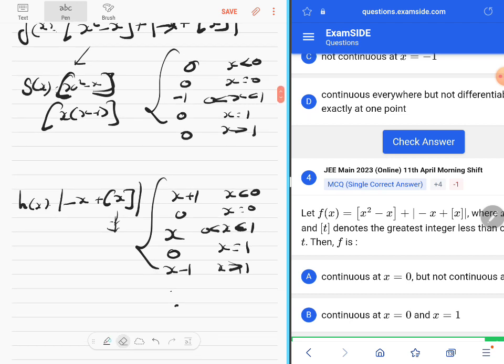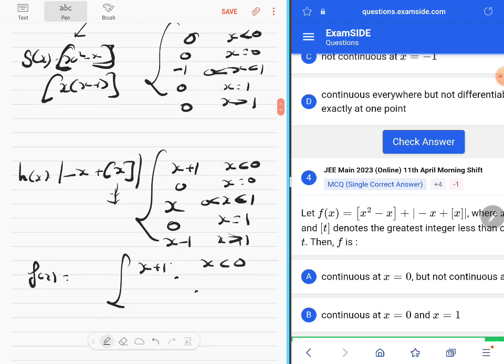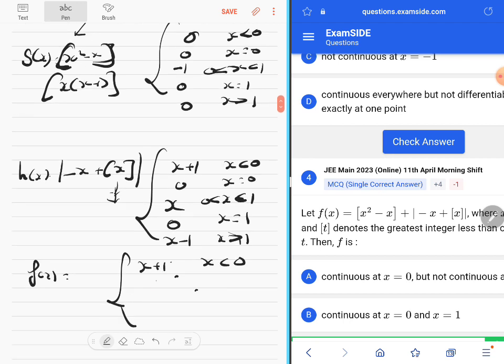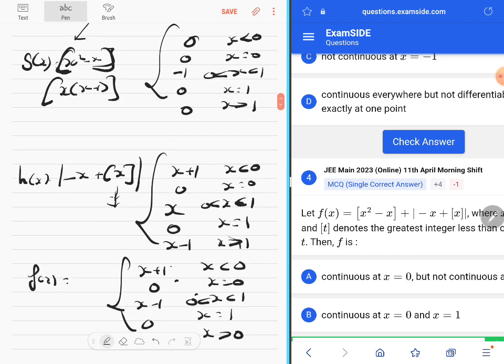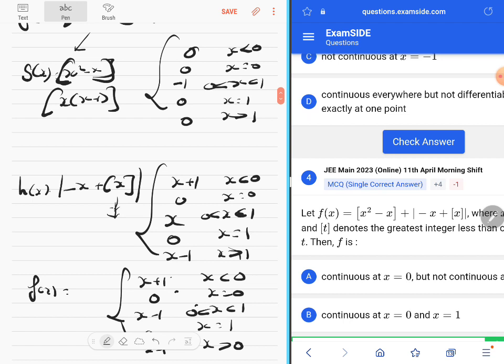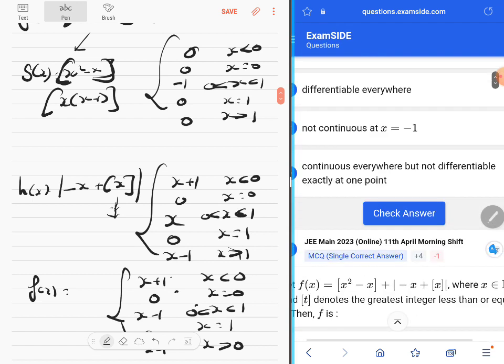Now g of x plus h of x is f of x. So let's add everything. The first one is x plus 1 when x is less than 0. Second, the limit is 0 when x is equal to 0. x minus 1 when x is lying between 0 and 1. 0 when x is equal to 1. And x minus 1 when x is greater than 1. Okay, the third one, let's check the answer of redefining.